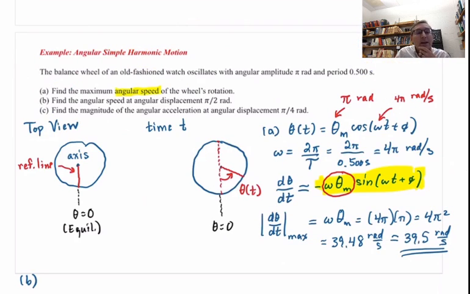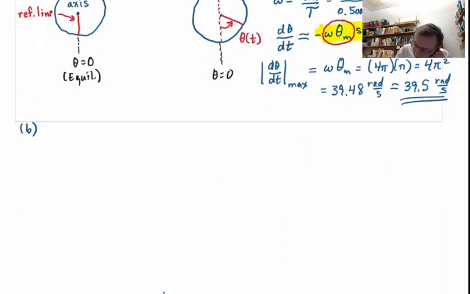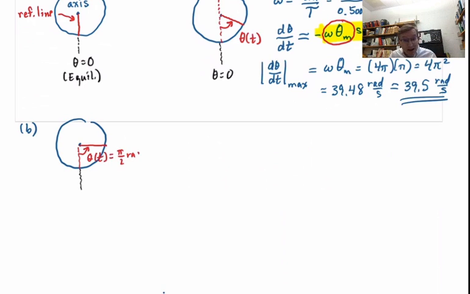Find the angular speed when the angular displacement is pi over 2 radians. So now what we're talking about is the instant in time when that reference line that we've painted on the wheel is right there, so that theta of t is pi over 2 radians. Notice I don't know what t that is when that happens, but that's the picture I'm interested in.